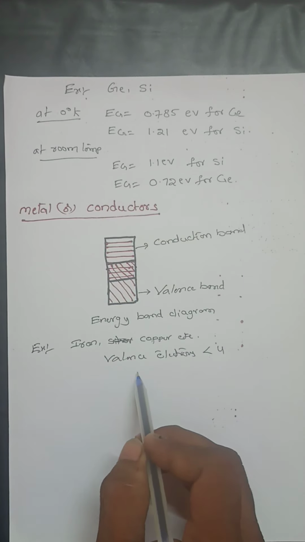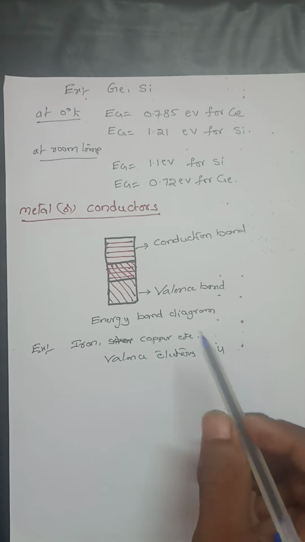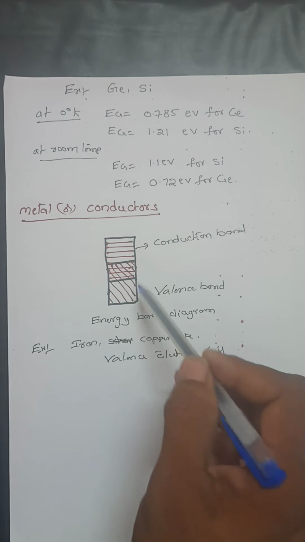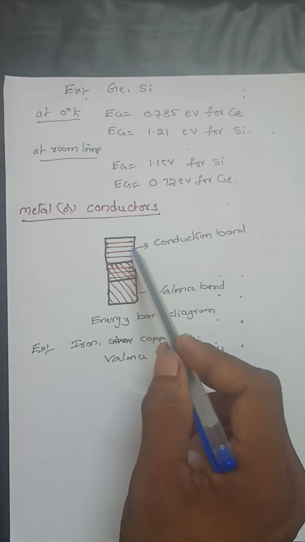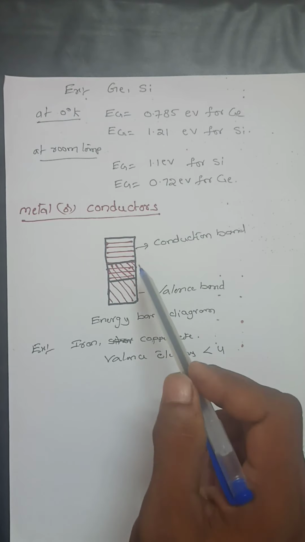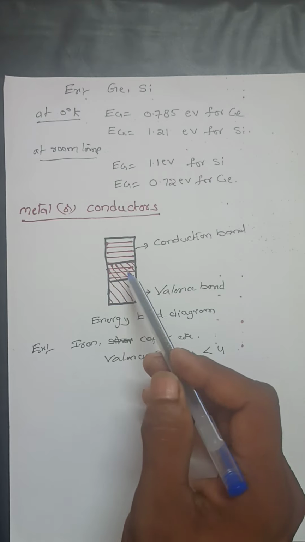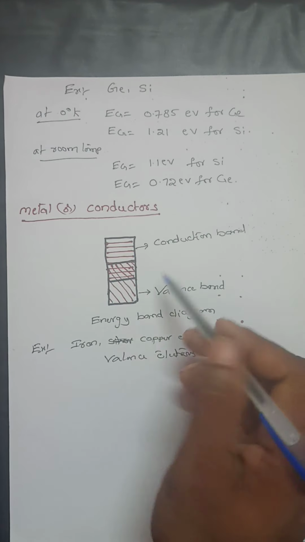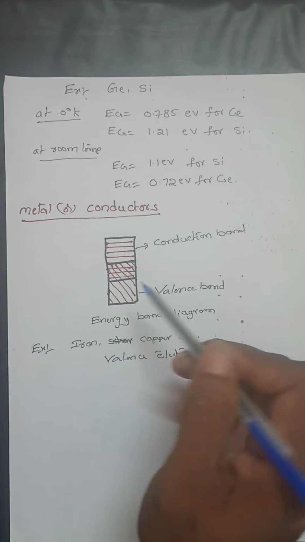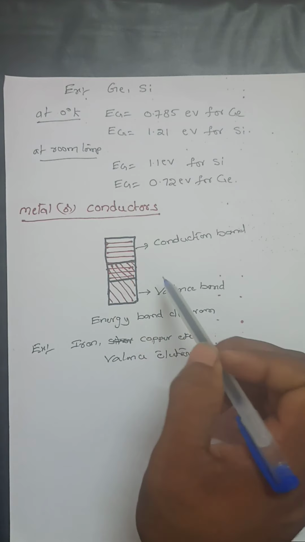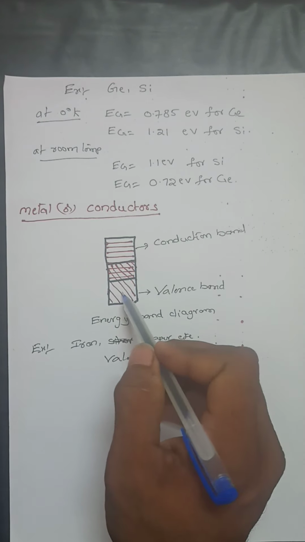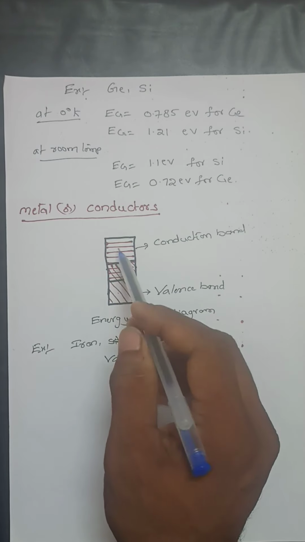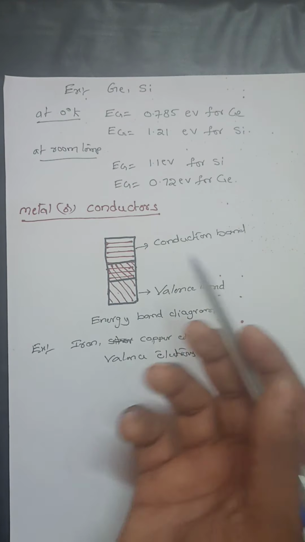The valence electrons of conductors are less than 4, and the energy band diagram of a conductor looks like this. This is the valence band, this is the conduction band. In between these two, the forbidden energy band gap is not there. Why? Because the valence band overlaps into the conduction band, and the conduction band overlaps into the valence band. So that's why valence electrons easily travel from the valence band into the conduction band, and that's why conductivity is possible.